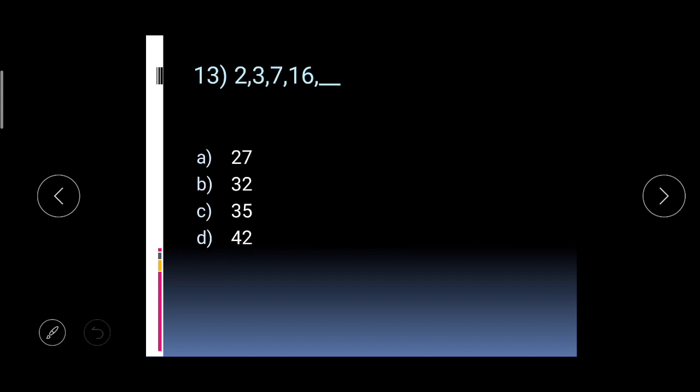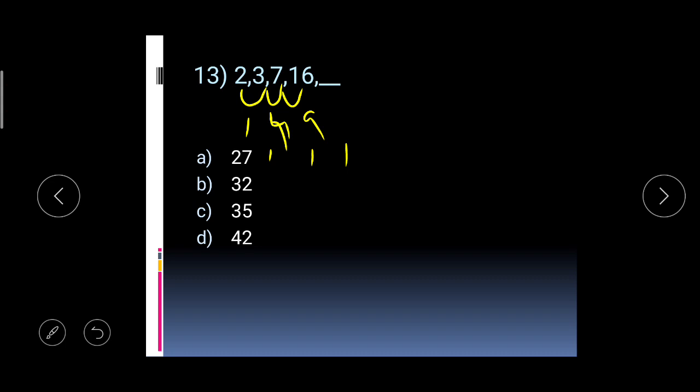Okay. Next, let's see. 2, 3, 7, 16. We are not getting any idea what the pattern is and what we should do, right? If we are in such a state, we always start by taking the difference, right? Take the difference 1, take the difference 4, take the difference 9. Okay, 1, 4, 9. Does it ring any bell? Yes, 1, 4, 9 we have just seen in the previous video.